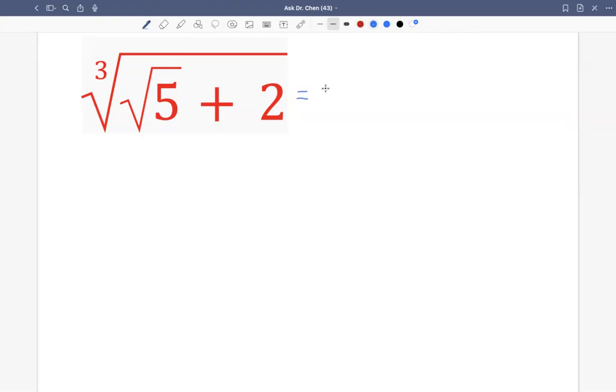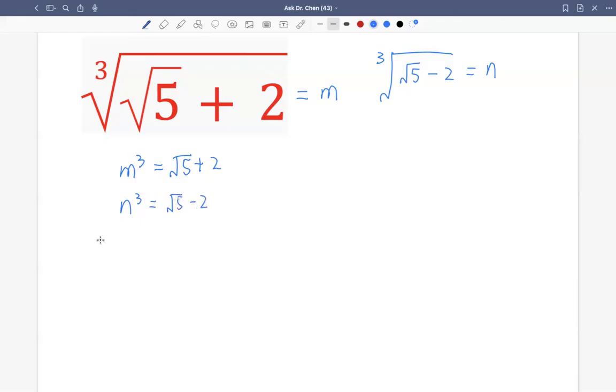Well, first let's call these some variables. Maybe call this anything, x, y, or m, n. Let's call this m. Then we want to use something like a conjugate, right? Like square root 5 minus 2, and maybe we'll call this n. Then if we raise m to the 3, we get square root 5 plus 2. If we raise n to the 3, we get square root 5 minus 2.